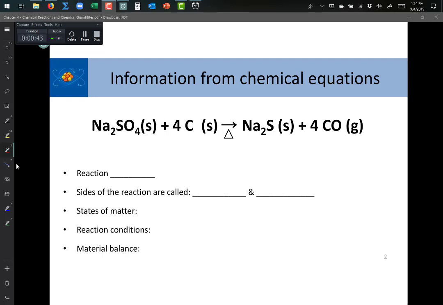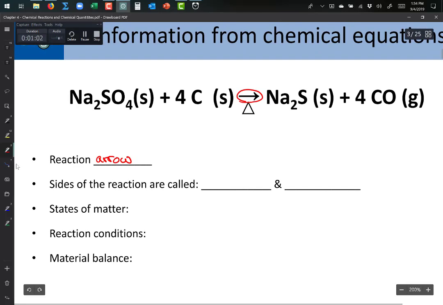So let's talk about chemical equations. This is an example of a chemical equation. There are different parts to it, so this is kind of the anatomy of a chemical equation. It has a reaction arrow. That's what this is. That's the reaction arrow. I think most of you knew that.